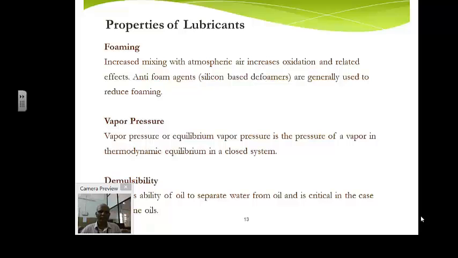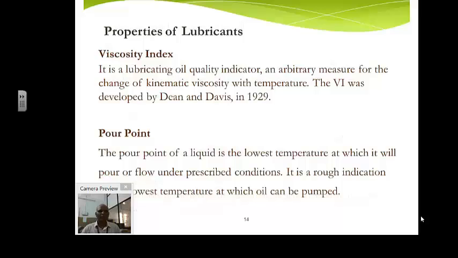Vapor pressure, or equilibrium vapor pressure, is the pressure of a vapor in thermodynamic equilibrium in a closed system. So this is also related to the vaporization of the lubricant. Demulsifiability is the ability of a lubricant to separate out from water. This is critical in the case of turbine oils. Viscosity index, as we mentioned earlier, is the oil quality indicator, which is a measure of variation of viscosity with respect to temperature.